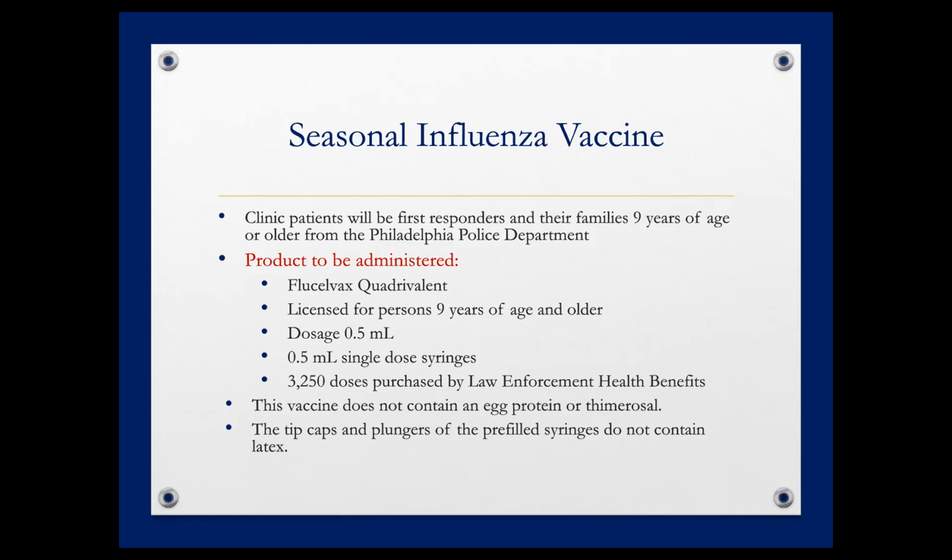We've already kind of gone over this, but as clinicians, it's important for you to know that we're not vaccinating anybody under the age of 9. You'll be administering the Flucelvax quadrivalent. I'm really surprised that I was actually able to say that this year without stuttering. And again, the dosage and everything like that is provided for you here. I believe that this number of doses purchased by LEHB will be updated, but last year we had over 3,000 doses to provide, and I'm sure this year will be quite similar.